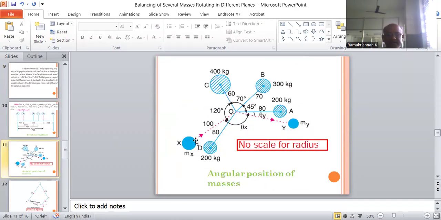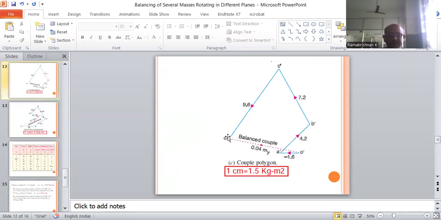Now we can draw the angular positions of the masses. Let us assume the mass A is drawn horizontally. The plane B is at 45 degrees to A, as given. From B to C it is 70 degrees, and from C to D, 120 degrees. So A, B, C, D, the angular positions of the four masses are easily drawn. Now we have to find the position of the planes X and Y, so we have to tabulate all the values.